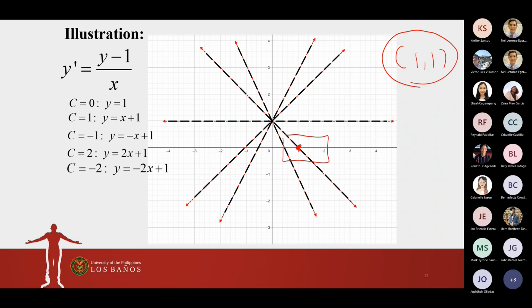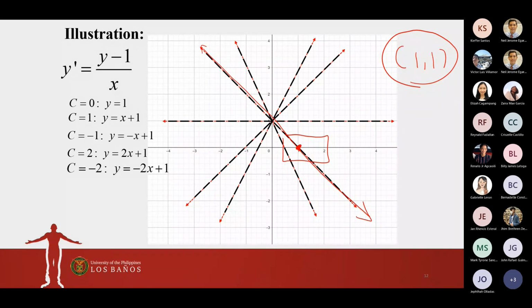So ibig sabihin, sabi ni Picard's theorem, there exists a solution. Actually, not just that. There exists a unique solution passing through 1, 1. Kasi nga, merong rectangle that contains 1, 1 kung saan continuous parehas si f at saka si partial ni f with respect to y. And that unique solution would be this guy. Itong straight line lang din na yan.